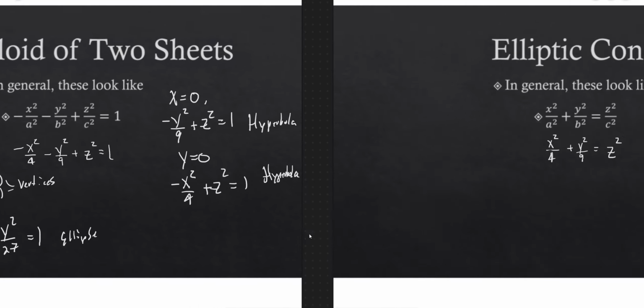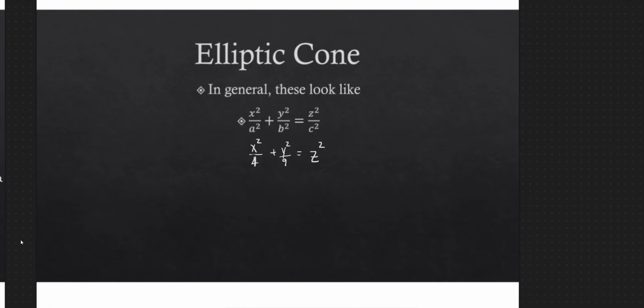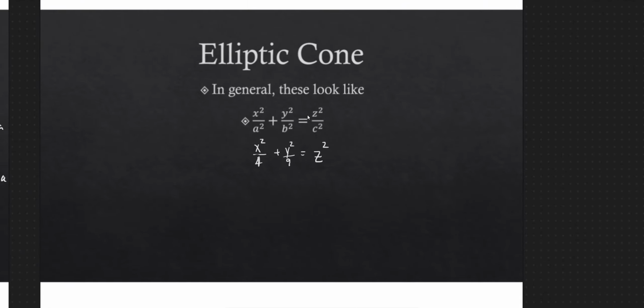So last one is the elliptic cone. So it has a form looking like this. Looks a little bit different than the other ones. There'll be an activity this week, hopefully, where you'll sort of see the connection between all 3 of these things, how they all fit together. But for right now, let's just compute some traces.